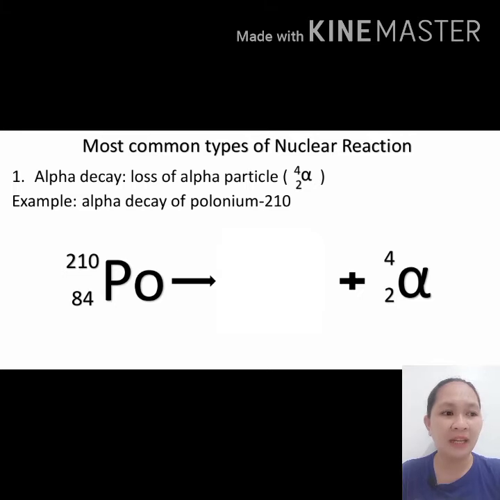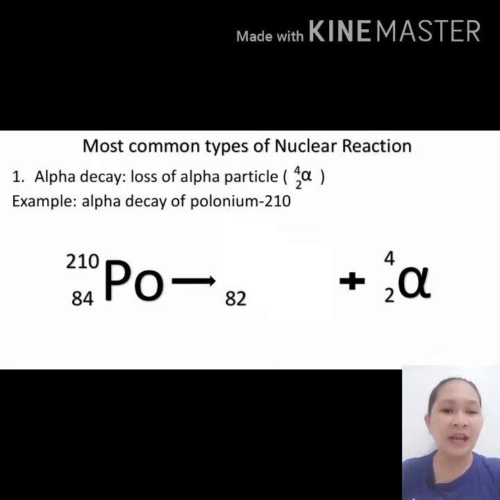Ngayon, ang mangyayari, titingnan natin yung ating subscript. Ang subscript ng alpha particle is 2. Ang subscript ng ating element, which is polonium, is 84. Ang sabi diyan is loss. So, magmi-minus. So, 84 minus 2 is equal to 82.